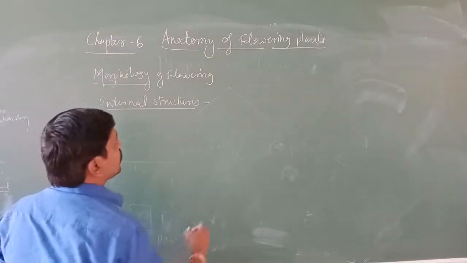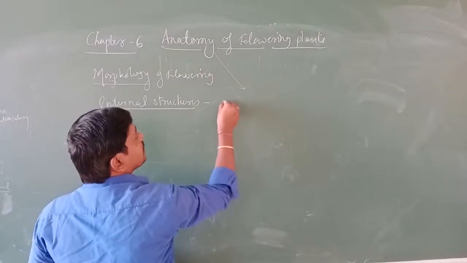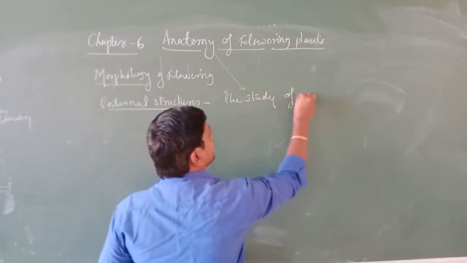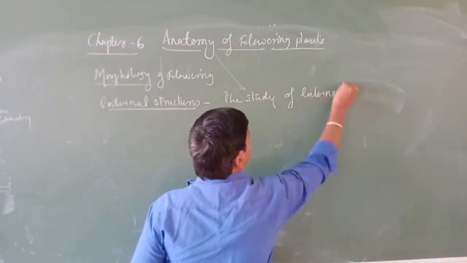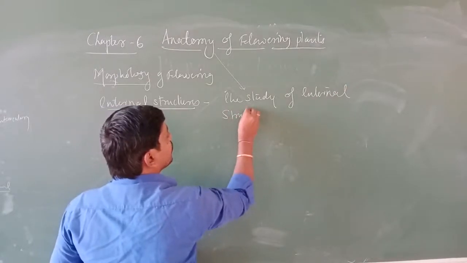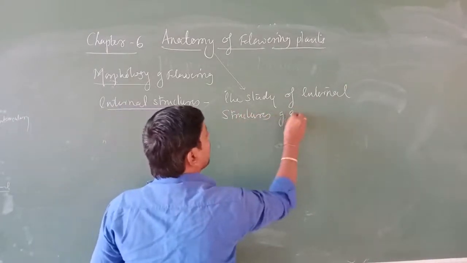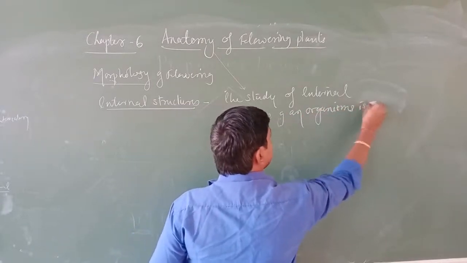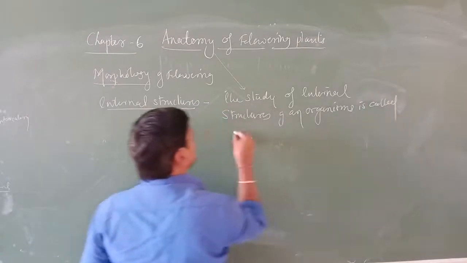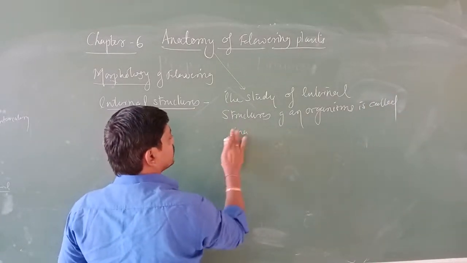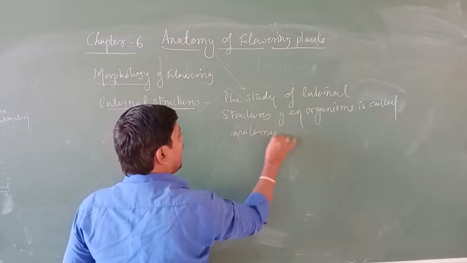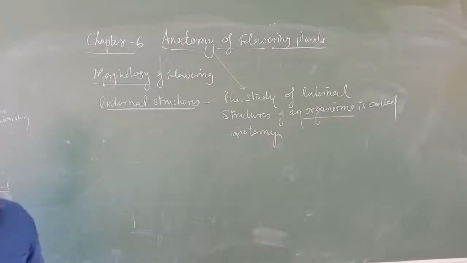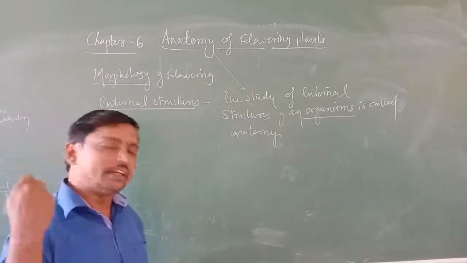What I used to write: anatomy is the study of internal structures of an organism is called anatomy. Now this is specific for common organisms. Organisms means all of these: plants, animals, viruses, bacteria, whatever it may be.